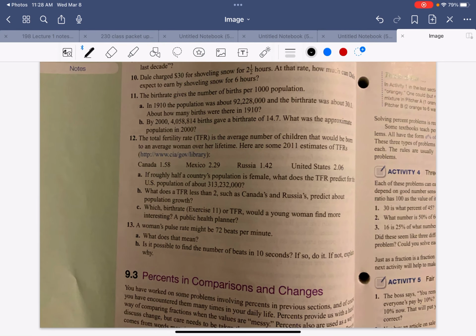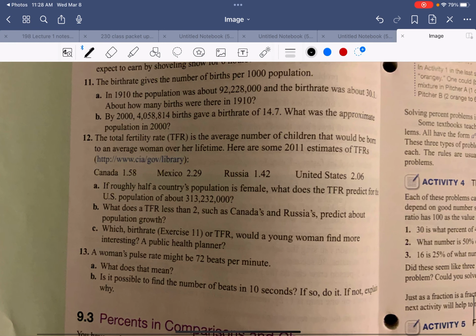So what we've got here for number 12, you've got the total fertility rate, the TFR, is the average number of children that would be born to an average woman. So right here, you're talking about an average woman over her lifetime. So that's per one woman, right? The total number of kids you're going to have per one woman. And then they give you some estimates of TFR.